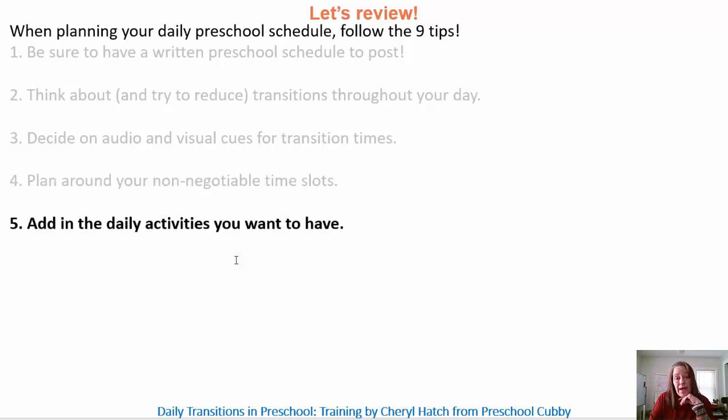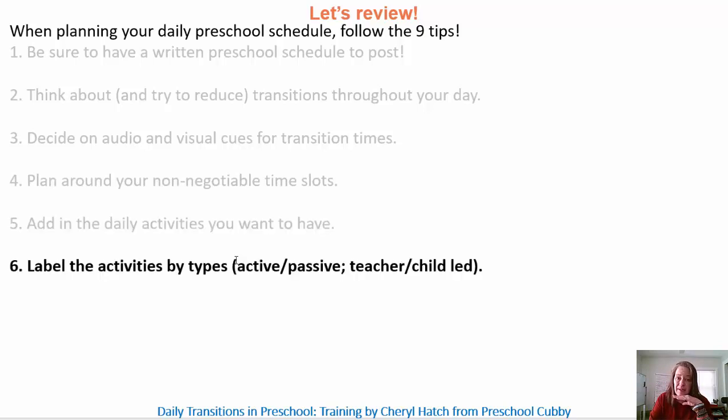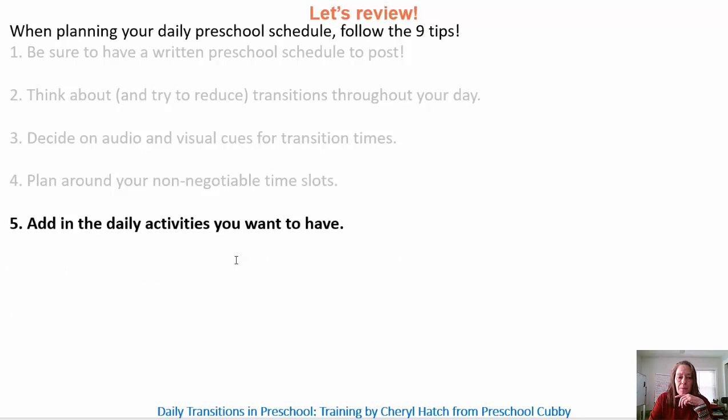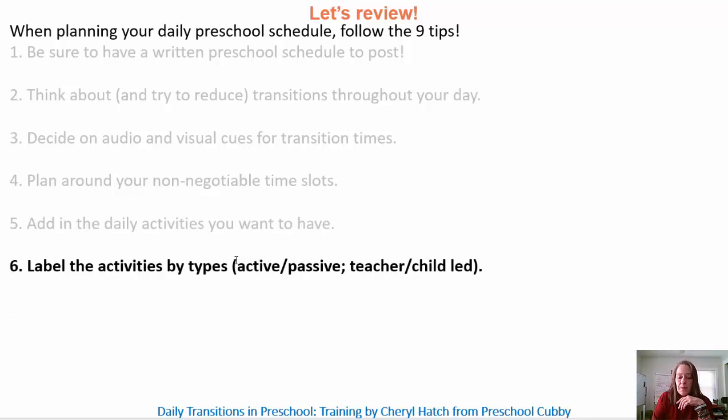Add in the daily activities that you want to have once you've listed your non-negotiables, and then label the activities by type. Is it active or passive? Is it teacher-led or child-led? Let's go back to that one. So once you've labeled them, so you've added in the activities you want to have, and now you're listing active and passive, look at that. Do you have active, active, active, passive, active, active? If that's the case, flip those around in your schedule so you have more of a balance. That might mean doing things at different times of day than you've done for the past few years. That's okay. Whatever is going to help your class be calmer with less chaos, it's totally worth it for the kids, and it's totally worth it for you.